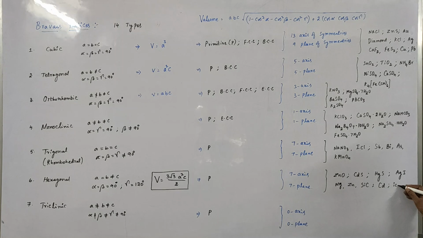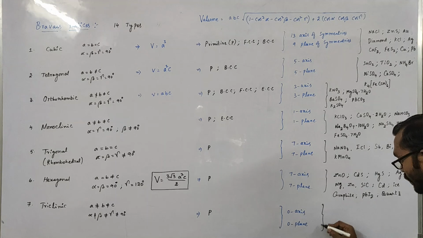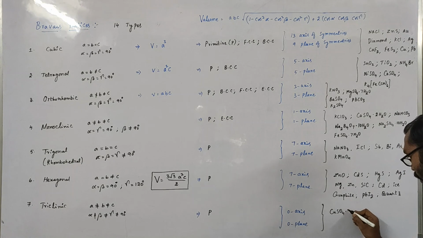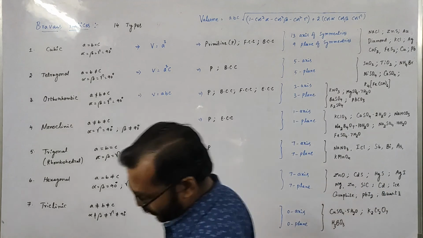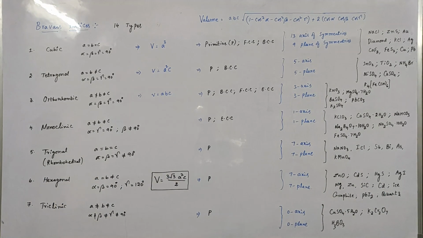Ice, graphite, quartz, PbI2 lead iodide, etc. CuSO4.5H2O, blue color crystals, K2Cr2O7 potassium dichromate, H3BO3 boric acid, crystals of boric acid. So these are examples of different types of crystal lattices.